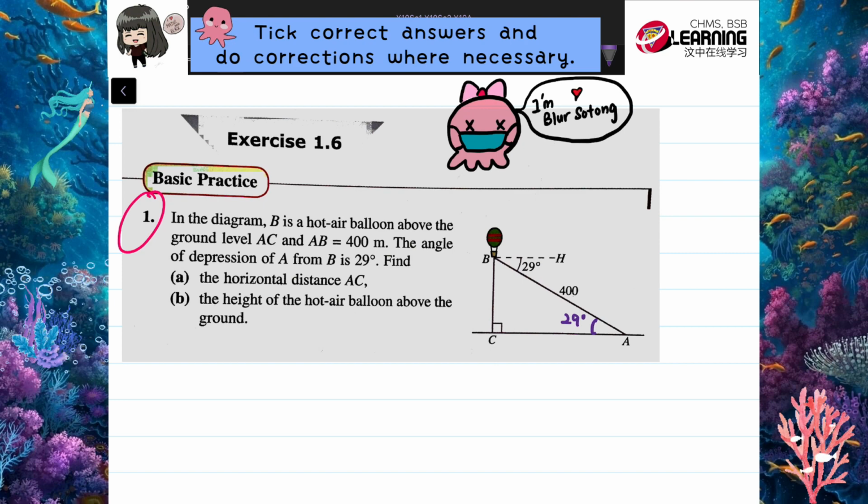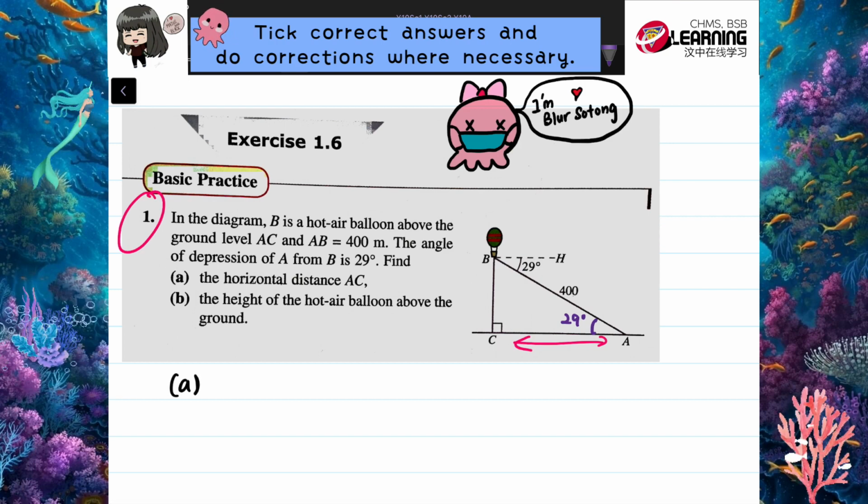So first we want to find the horizontal distance of AC. This AC here is over here. This line is the one that we want to find. Some of you use this 90 minus 29, becomes 61, and then you use SOHCAHTOA also okay, right? If you are not using the 61, you want to use this alternate Z also okay. In this case, since I found my alternate Z, I'm using the 29.